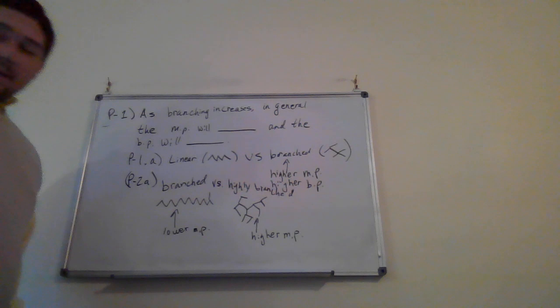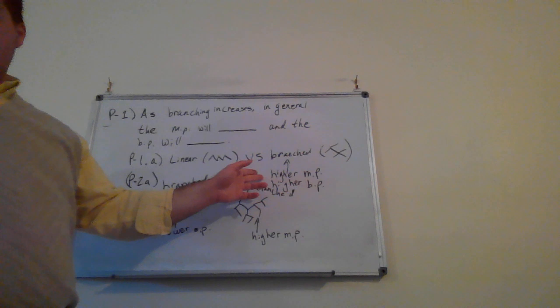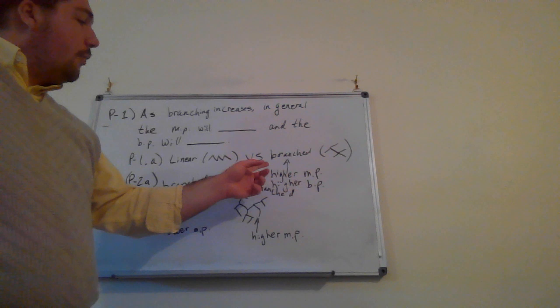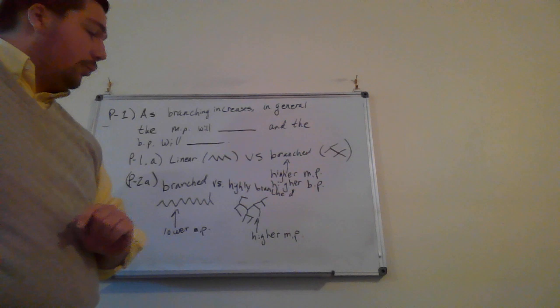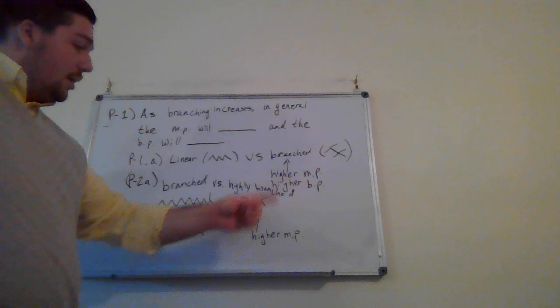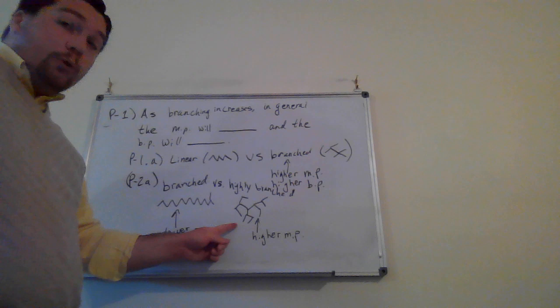So up here we have more contact, and we had higher surface area. Okay? It's because we had higher contact that we got a better melting point. It's because we have more surface area that we got the higher boiling point. Remember that out of all three-dimensional geometric objects, a sphere has the smallest surface area. So this is going to be much more like a sphere than this one will. This one will have lower surface area.